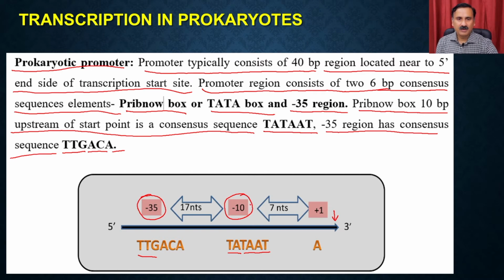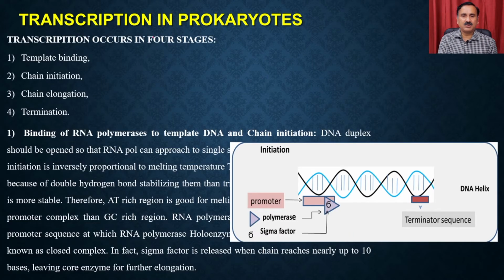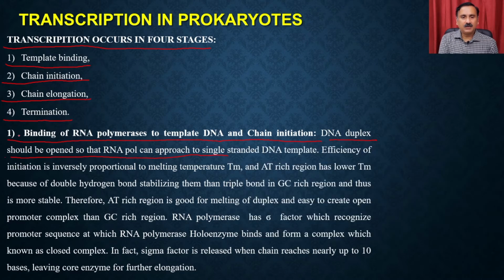Now, talking about the process, transcription occurs in 4 steps. In prokaryotes, you are going to have template binding, then chain initiation, then elongation, and then termination. In step 1, you have the binding of RNA polymerase to the template DNA and chain initiation. So the DNA duplex should be opened so that the RNA polymerase can approach the single stranded DNA template.